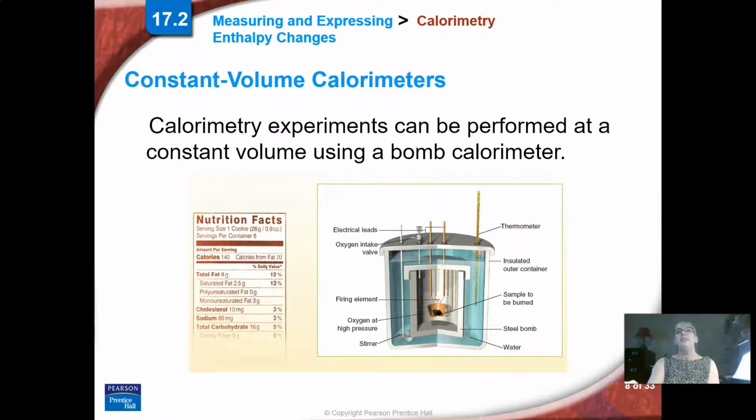So here's a fancier one, and this is the kind she used. She had electrical leads here. She had an oxygen intake valve. She had a firing element. So it's like a little sparker, like in a big lighter. And then she would have oxygen at high temperature. She would burn that sample and then see how much heat it made by looking at the temperature change. So they use these kinds of things for checking the calories on products that you eat.